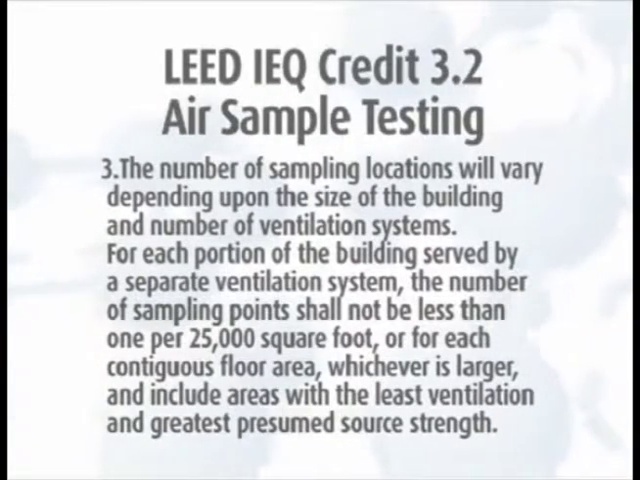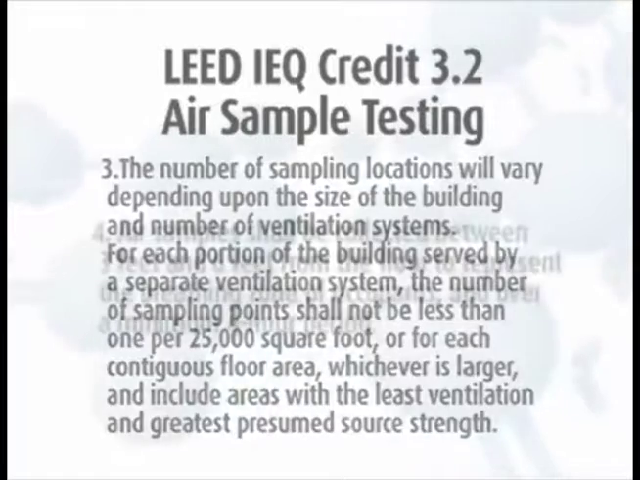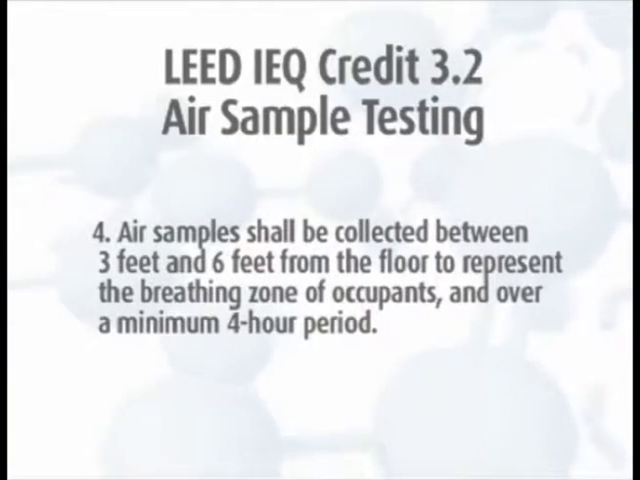3. The number of sampling locations will vary depending upon the size of the building and number of ventilation systems. For each portion of the building served by a separate ventilation system, the number of sampling points shall not be less than 1 per 25,000 square feet, or for each contiguous floor area, whichever is larger, and include areas with the least ventilation and greatest presumed source strength. 4. Air samples shall be collected between 3 feet and 6 feet from the floor to represent the breathing zone of occupants and over a minimum 4-hour period.